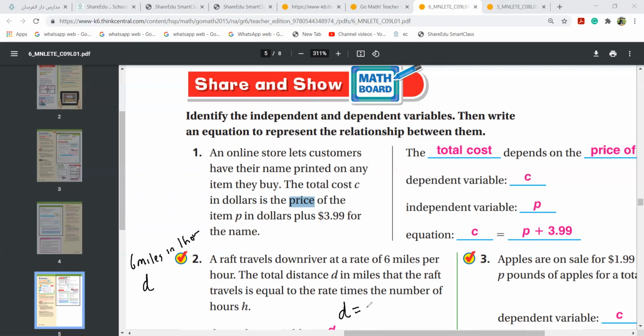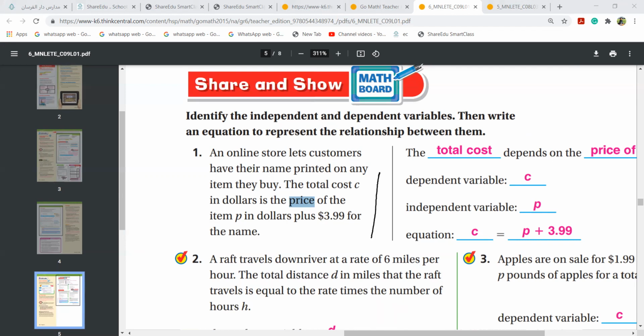So rate is R and number of hours is H. But what was the rate? 6 miles, so 6H. Of course, H is changing. Hours is changing. I don't know how many hours they will travel. So H is the independent variable and the distance is the dependent variable.